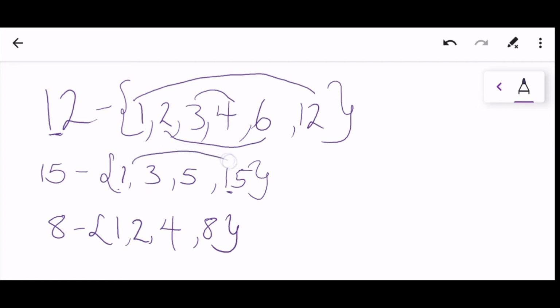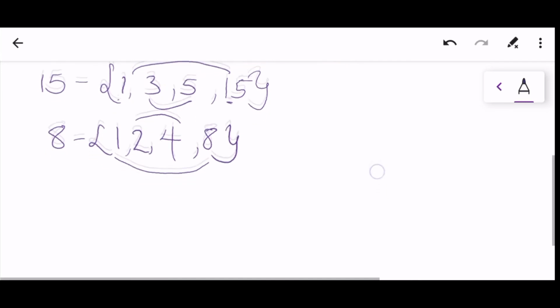1 times 15 will give us 15. 3 times 5 will give us 15. 1 times 8 will give us 8. And 2 times 4 will give us 8. So there seems to be another pattern where the factors come in pairs. Let's see how that can help us some more.